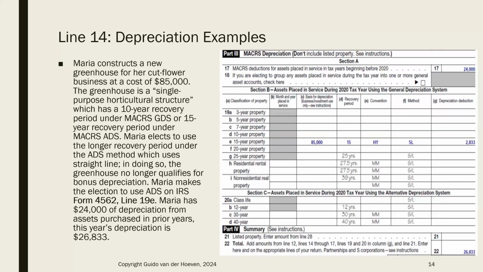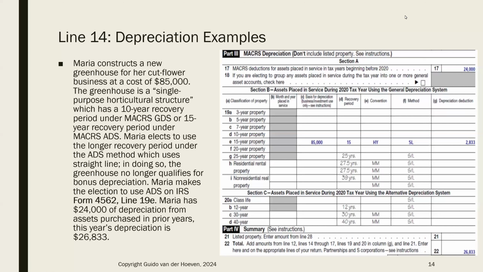Now, she makes that election right here on Part 3 of Form 4797, as you can see illustrated. You've got $85,000. You see the recovery period is 15, so that tells anybody that's looking at it that this is the way we're going to do it. She'll do half-year convention, and it's going to be straight line. And so we have $2,833 as the amount for that particular asset.